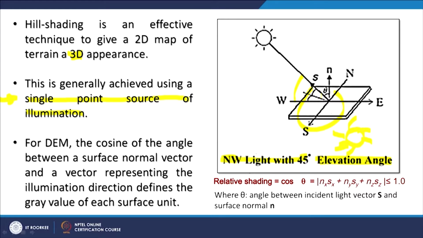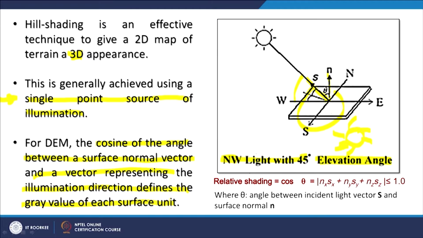Currently what we are discussing is single point source illumination, but we may also think of multiple point source illumination. Basically, it is the cosine of the angle between a surface normal, as shown here, and a vector representing the illumination direction, like this one here, which defines the gray values of each surface unit. This defines what the gray value should be, because only when these gray values differ for different sloping surfaces can you create a shaded relief model.